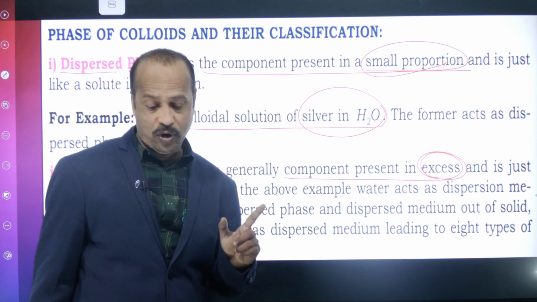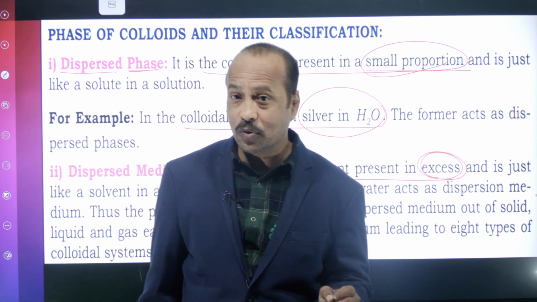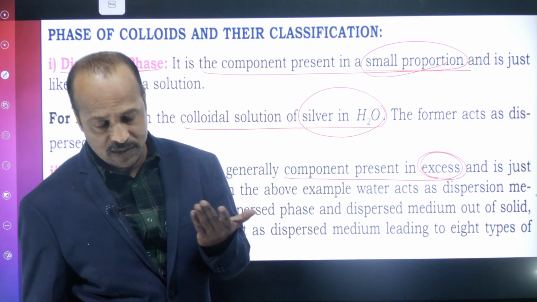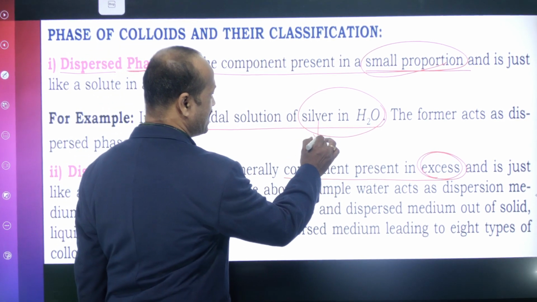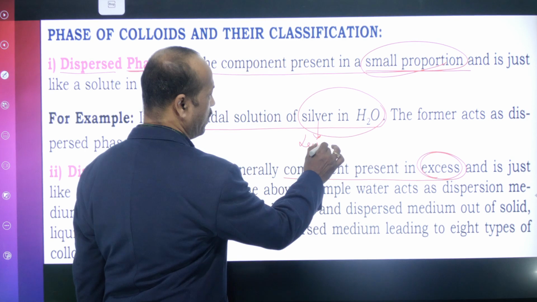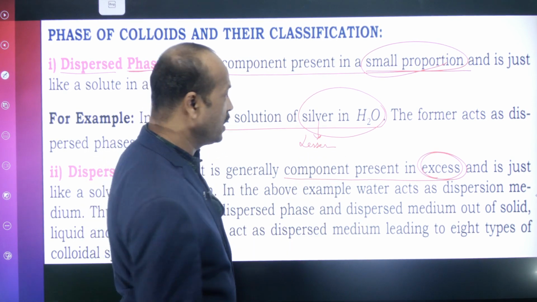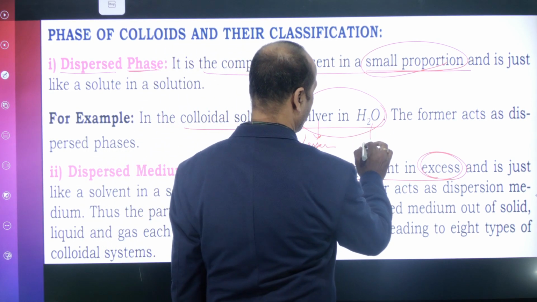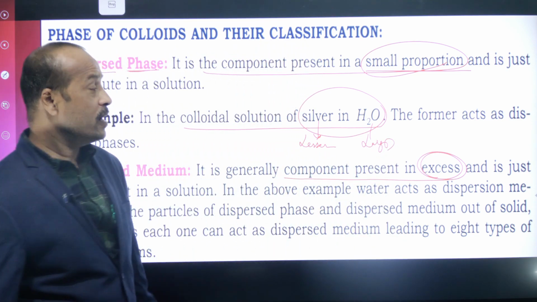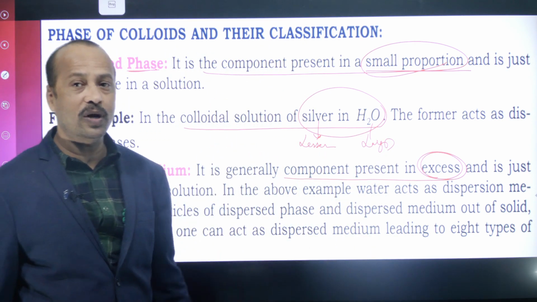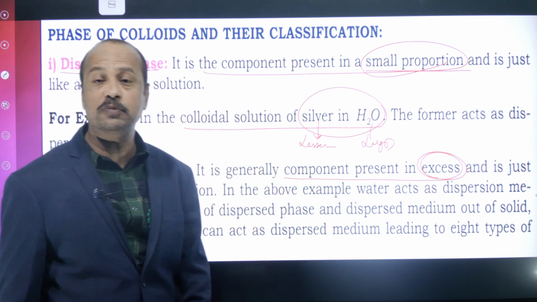Now, silver in water: which is relatively less in quantity, and which is relatively more in quantity? Silver is lesser in quantity, and water is larger in quantity, correct? Now, here what are silver and water called in terms of dispersed phase and dispersion medium?